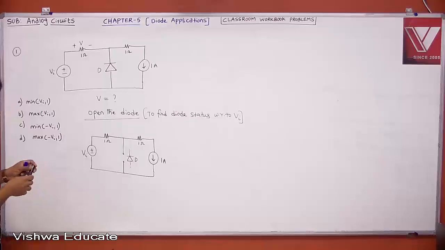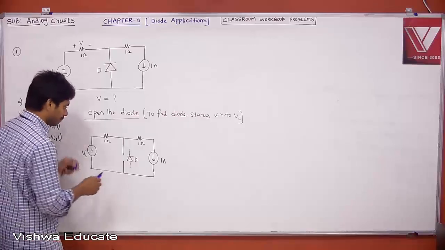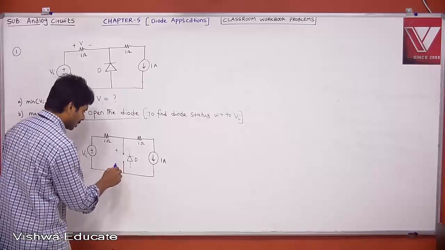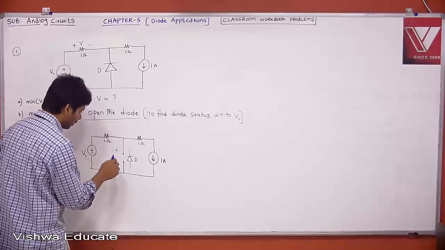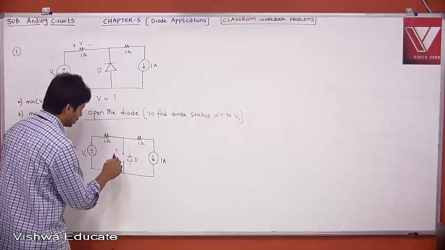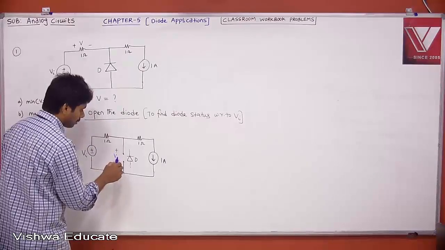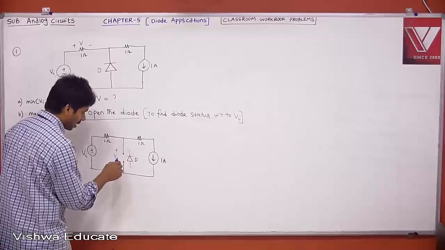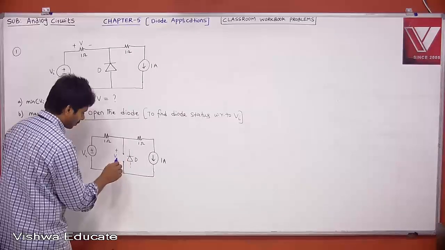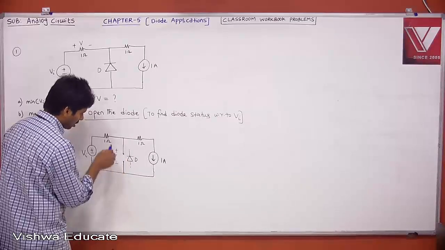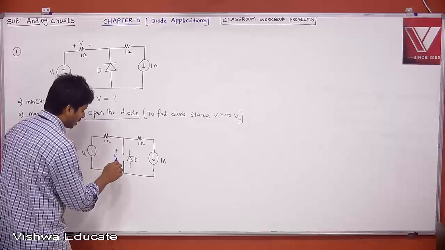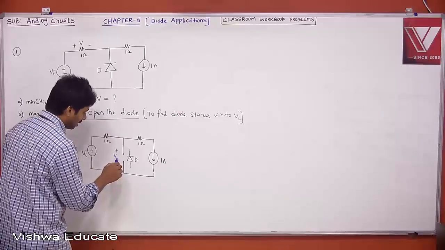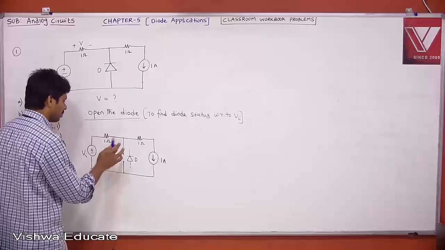Okay, now let me call the voltage across the diode. When I say this is plus minus, it's not VD, let us say this is your reverse bias voltage. Because when I say plus minus it is easy, therefore let me call this, it's not VD, let me call this VA, some voltage.